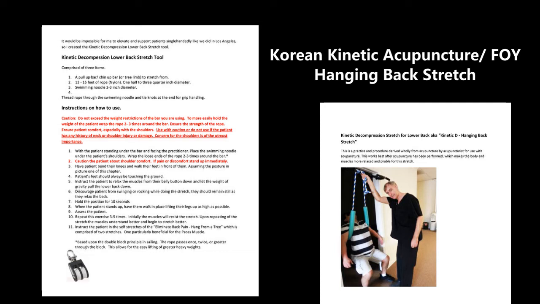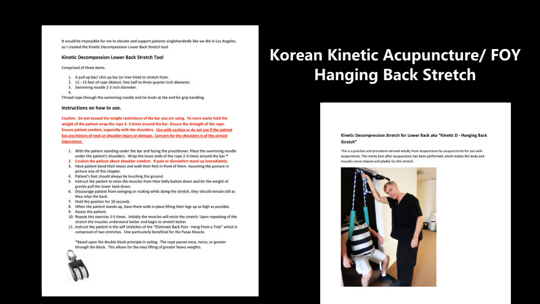Swimming noodles have a hollowed out middle through the length of the noodle. So you thread the rope through the swimming noodle, and then I tie knots at the end of the rope for grip handling. And so we have a swimming noodle with a rope and a pull-up bar. So instructions on how to use: do not exceed the weight restrictions of the bar you are using.